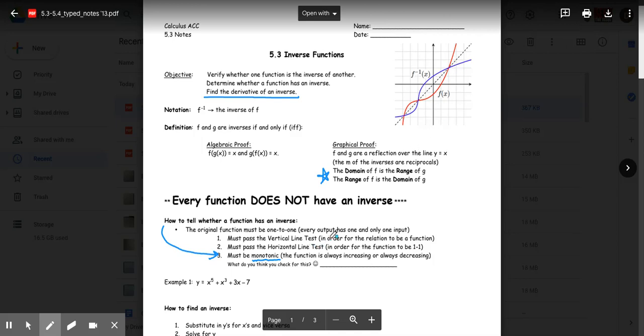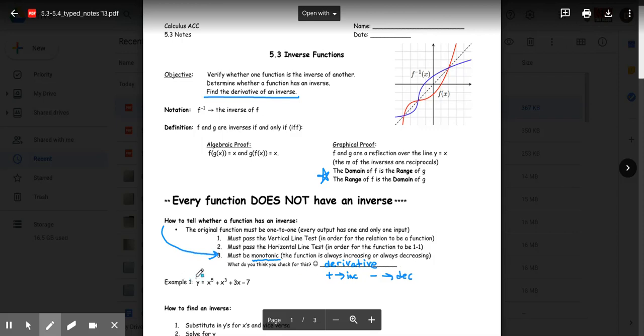So to tell if a function is increasing or decreasing, you look at the derivative, right? The derivative tells you if a function's increasing or decreasing based on the sign of the derivative. If the derivative is positive, that means the original is increasing. If the derivative is negative, that means the original is decreasing. It's as simple as that.